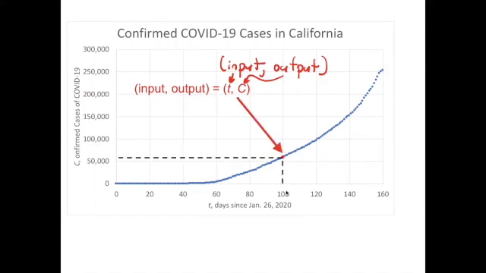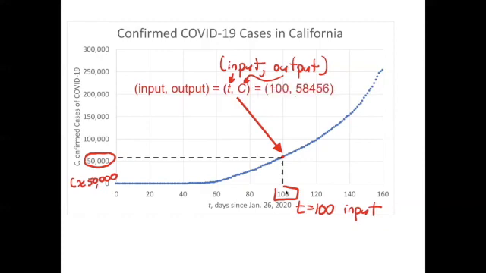So in particular, at this point marked in red, we can see that T is equal to 100 by reading the value off of the horizontal axis where the input is. And then on the vertical axis, we can approximate what the value of the output is. So over here, we can see it should be something close to 50,000. So the output value, again, we read off of the vertical axis.